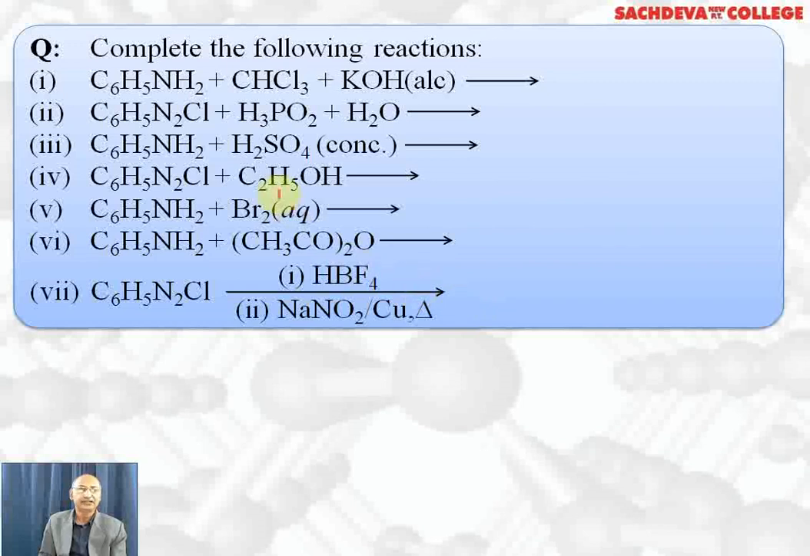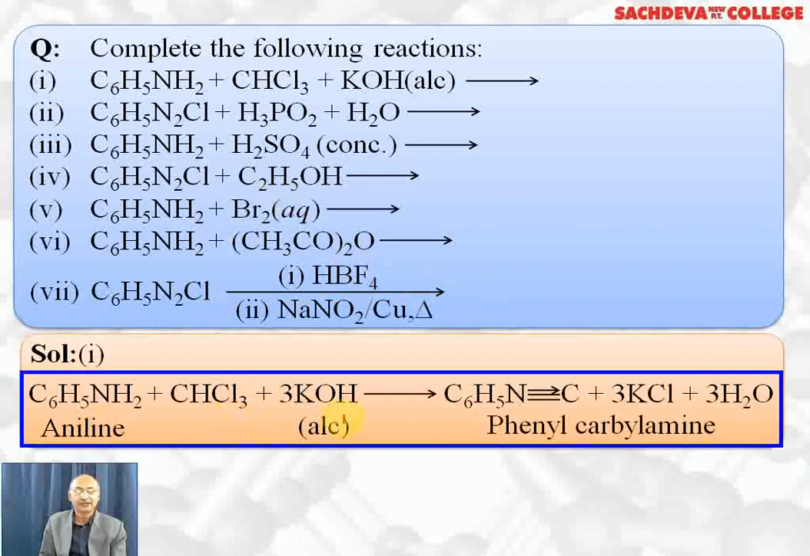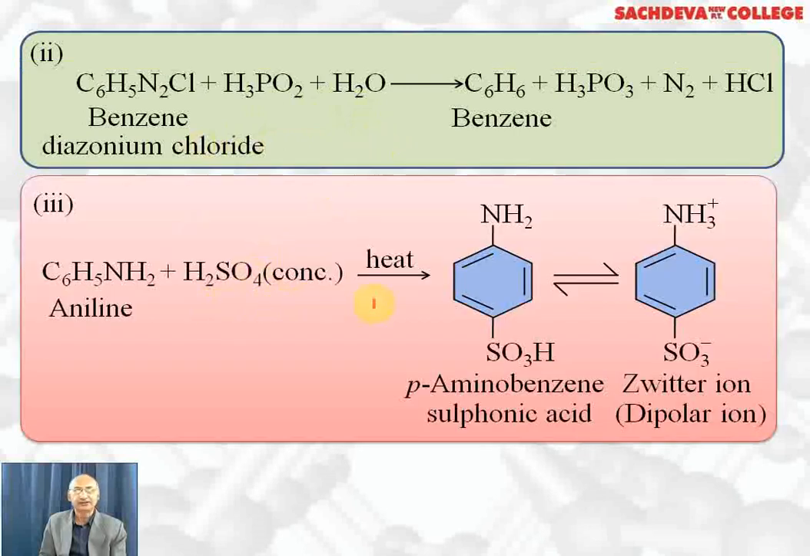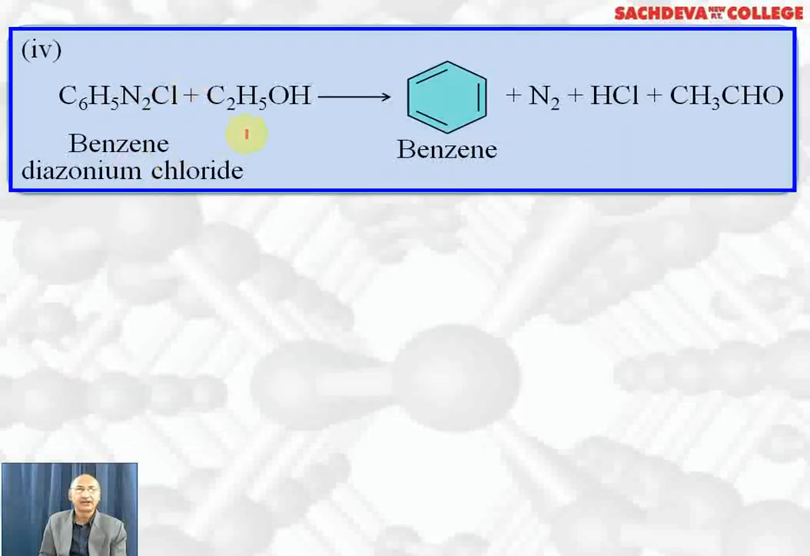Next, we want to complete these reactions. Aniline reacts with chloroform and KOH to give phenyl isocyanide plus 3KCl plus 3 water. Benzene diazonium chloride, when reduced with H3PO2, we get benzene, H3PO3 is formed, plus nitrogen plus HCl. Aniline on sulfonation gives sulfanilic acid or para-aminobenzene sulfonic acid, which forms zwitter ions, whose one end is positively charged, other end is negatively charged. Benzene diazonium chloride, when treated with ethyl alcohol, product formed is benzene plus nitrogen plus HCl. Alcohol gets oxidized to acetaldehyde, and it reduces benzene diazonium chloride to benzene.